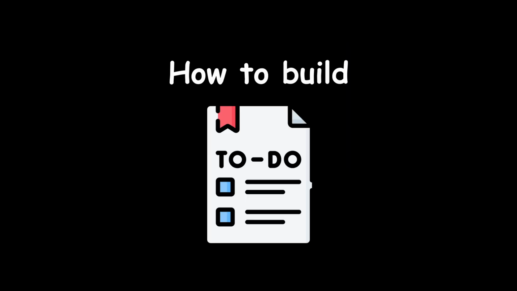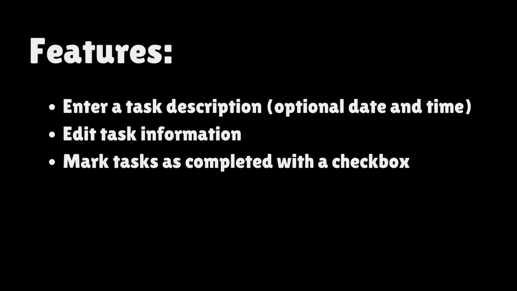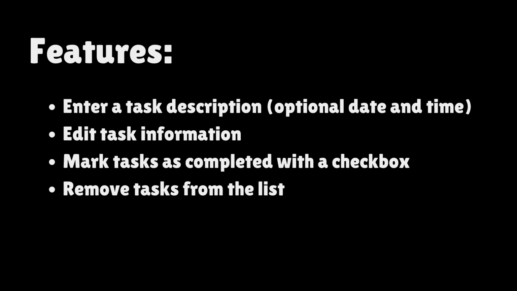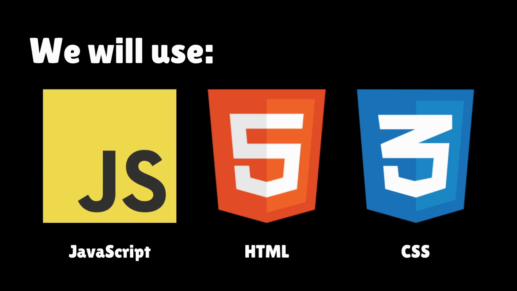How to build a to-do list app? Let's start by outlining the features we'll cover. First, I want the user to be able to enter a task description with optional date and time. They should be able to edit task information, mark tasks as completed with a checkbox, and remove tasks from the list. For this project, we'll be using JavaScript, HTML, and CSS.